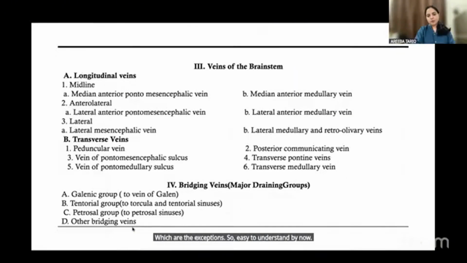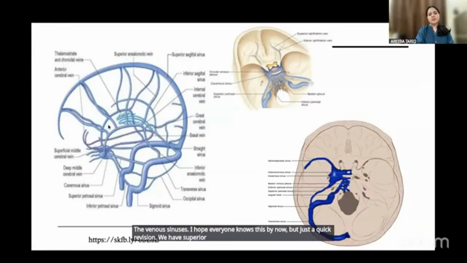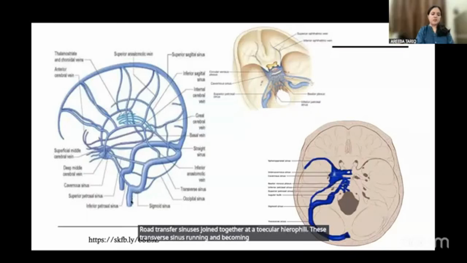Now, before moving forward to the dissections of these veins, I will just touch a little bit about the venous sinuses. I hope everyone knows this by now, but just a quick revision. We have the superior sagittal sinus, the inferior sagittal sinus, and the straight sinus, and the transverse sinuses joined together at the torcula herophili. These transverse sinuses run and become the sigmoid sinus, draining into the internal jugular veins.